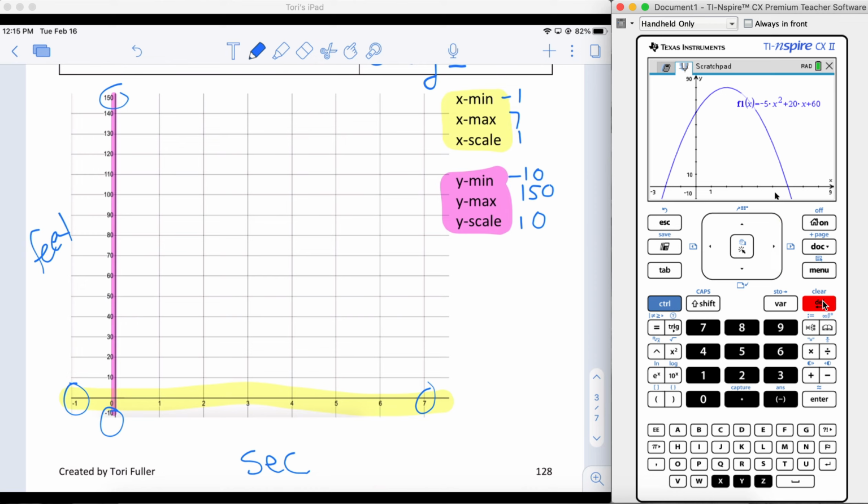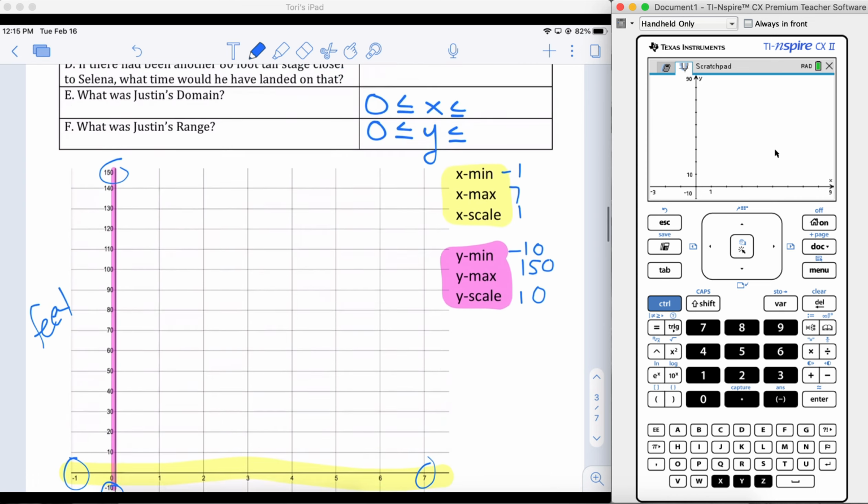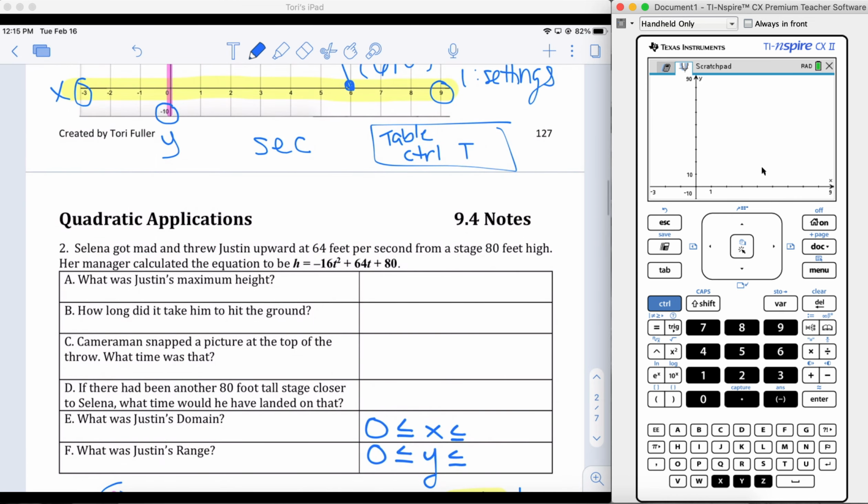I'm going to hit delete, hold it down, yes. I want to delete everything. I'm going to type in my new equation. Remember, we have to use x's, so hit tab. We're going to go negative 16x squared plus 64x plus 80 and enter.